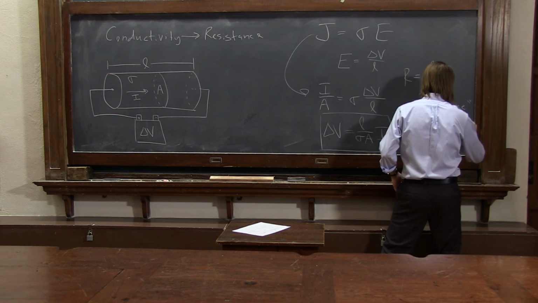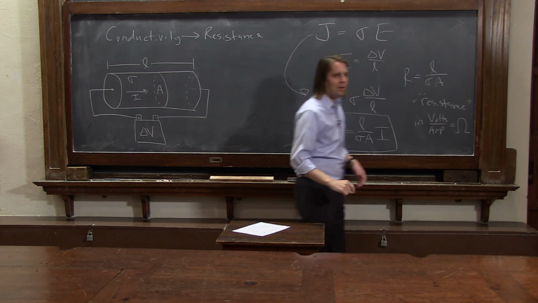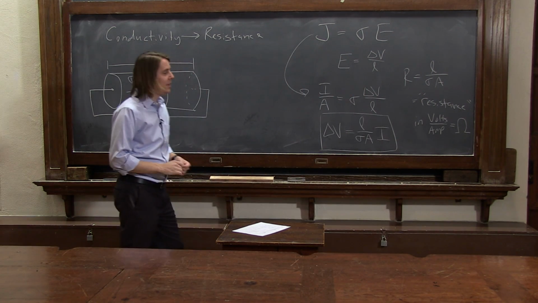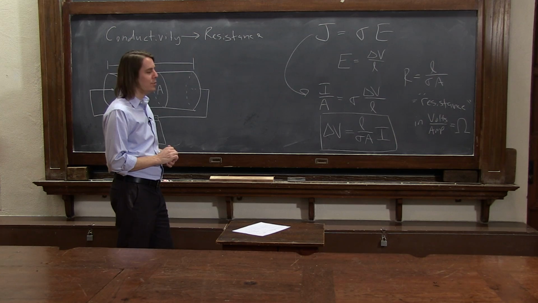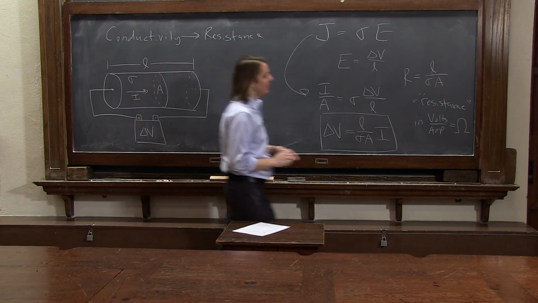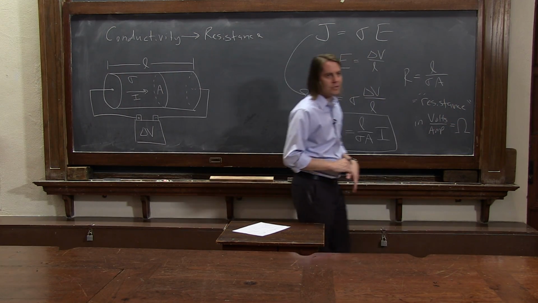So ohm, even though he really didn't have a law, he really didn't have two laws, he did get something named after himself, and that is the unit of resistance, ohms, and it's written with an omega, which is easy to remember.